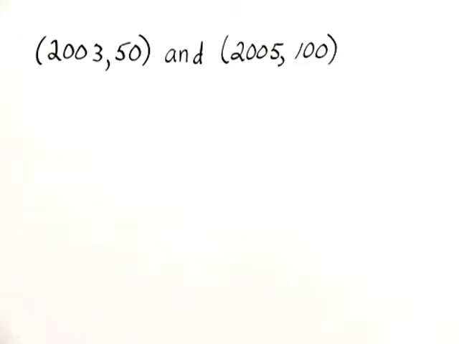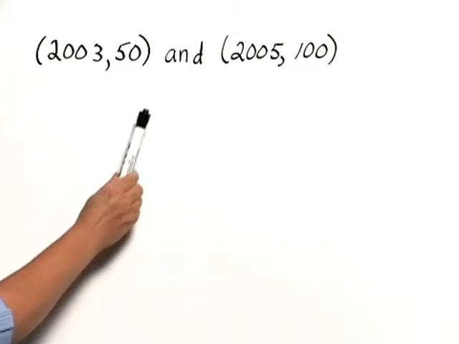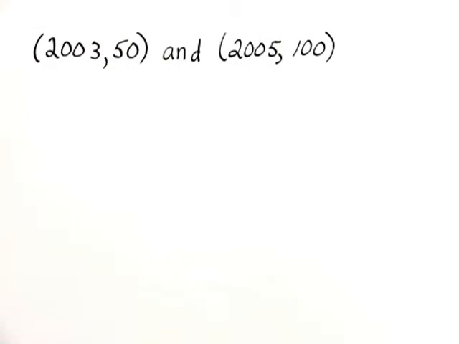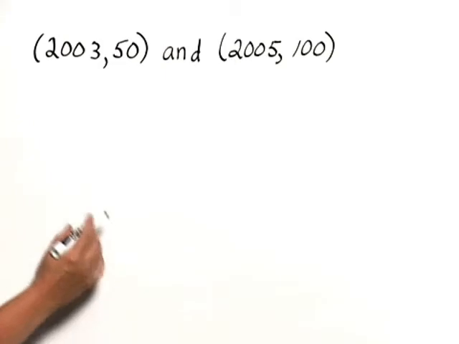In order to find the rate of change for the graph, we need to identify a couple of points on the line. And we can see that two of the points on the line are (2003, 50) and (2005, 100). Now that we have those 2 points, we can use them to find the rate of change. And we're going to be using the appropriate units as we work. The rate of change is going to be the change in the vertical unit divided by the change in the horizontal unit. So we'll write that as a fraction.